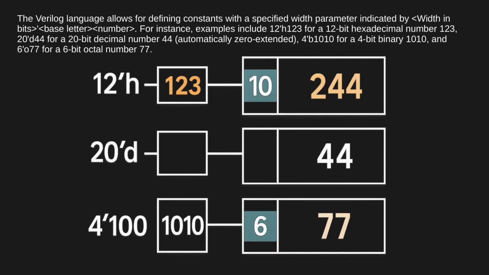The Verilog language allows for defining constants with a specified width indicated by a number and then a single quote. After the quote, a base letter is used followed by the number. For instance, examples include 12'h123 for a 12-bit hexadecimal number 123, 20'd44 for a 20-bit decimal number 44, which is automatically zero extended, 4'b1010 for a 4-bit binary number 1010, and 6'o77 for a 6-bit octal number 77.